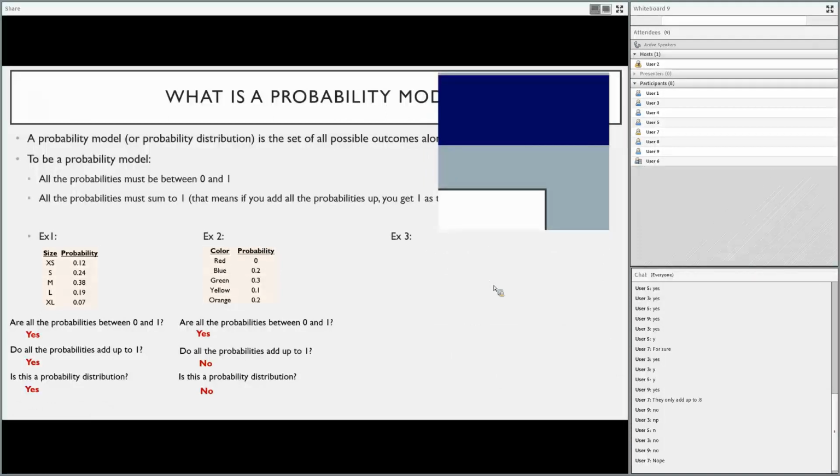Good job. Let me see if I can move the chat up here so we can see this next example, and so I can still see what you're writing.